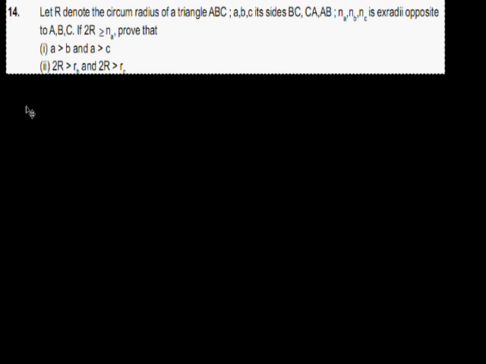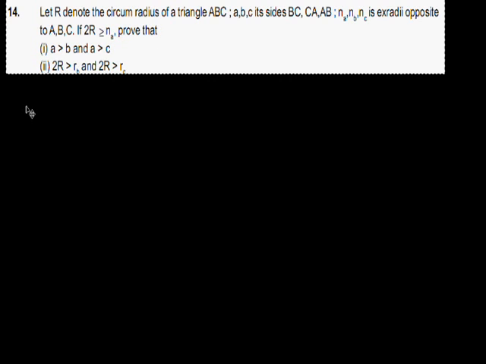Next question number 14 is given to us as: let capital R denote the circumradius of a triangle ABC. Small a, small b, small c are its sides BC, CA and AB, and r_A, r_B, r_C are the exradii opposite to capital A, B and C. If 2R is greater than or equal to r_A, then we have to prove that either A is greater than B and A is greater than C, or 2R is greater than r_B and 2R is greater than r_C.